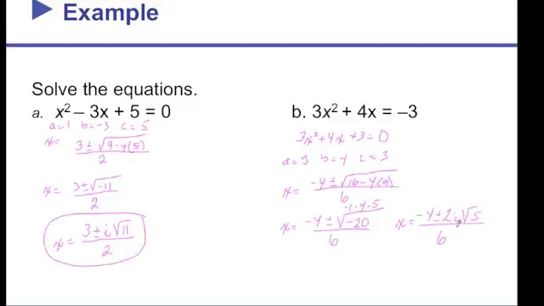You might notice these are all even numbers, 4, 2, and 6. Since they're all even numbers, I can divide them each by 2. And x turns out in simplified form to be -2 plus or minus i times the square root of 5 all over 3. And that becomes my solution.